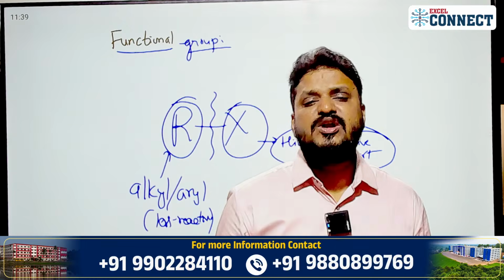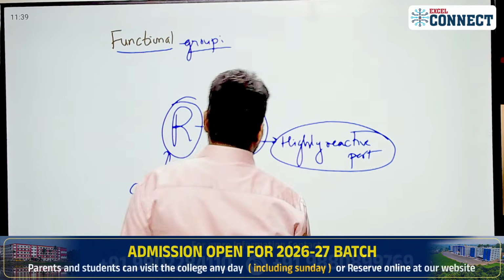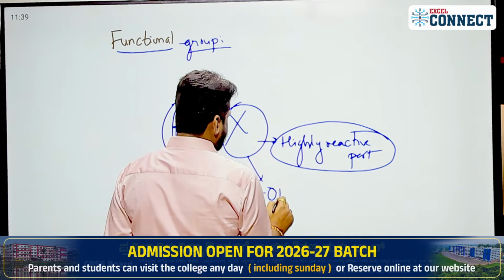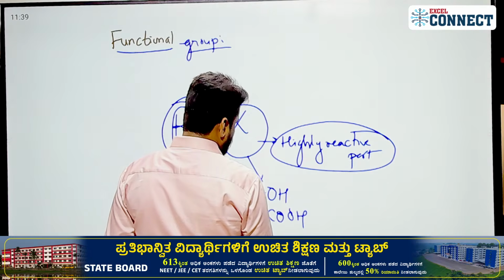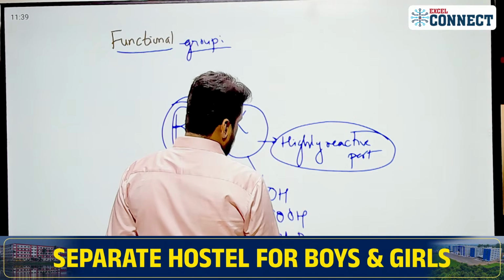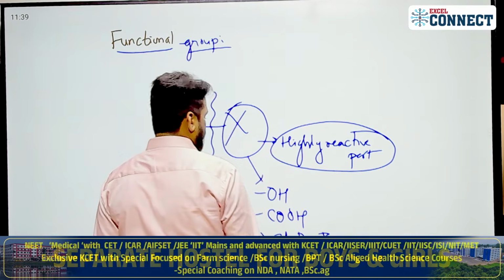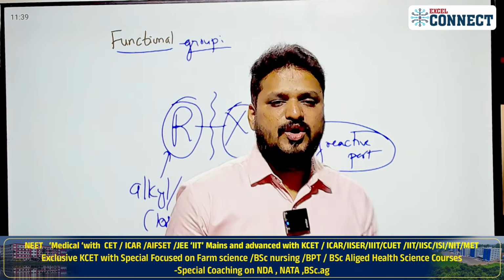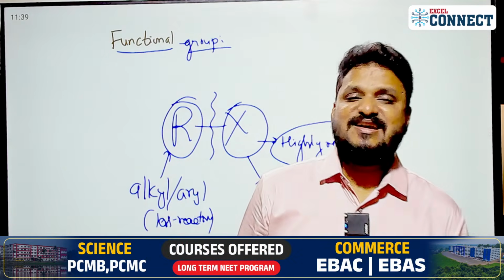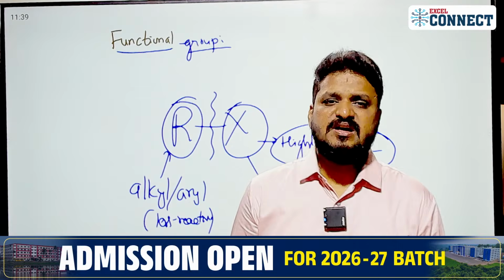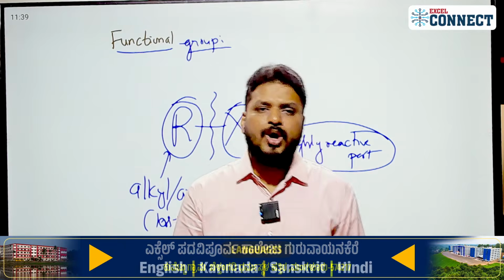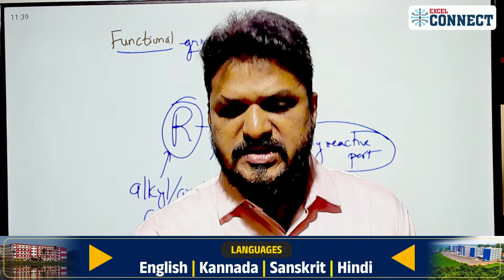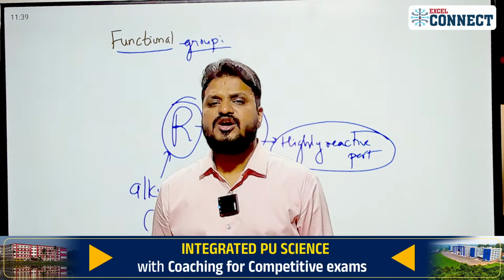How to define a functional group? For example, X can be OH, X can be carboxylic acid COOH, X can be a halogen like fluorine, chlorine, bromine or iodine. What do you mean by X? X is known as the functional group. An atom or group of atoms which determine the properties of the organic compound.